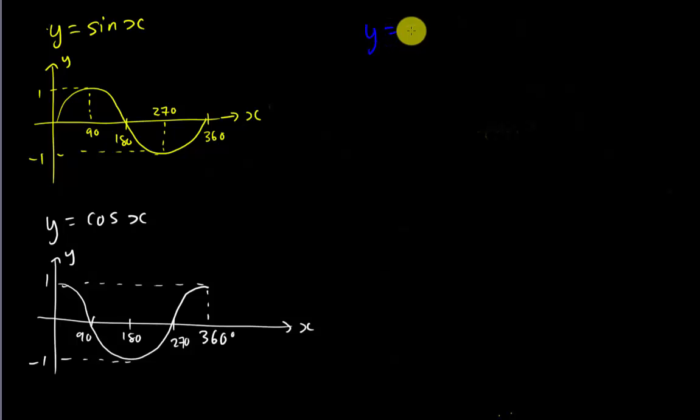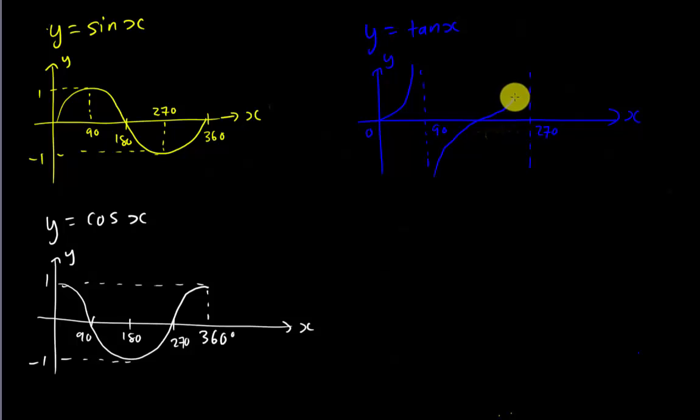So y equals tangent x. Tangent is the only one very special. You have two lines that it can never touch, which are 90 degrees and 270 degrees. So the tangent graph, this is y, this is x. Tangent graph will from 0 go to positive infinity, come out from bottom infinity, go passing through 180, go to the positive infinity, come out from bottom and stop at 360. Okay, this is how the tangent graph will look like.